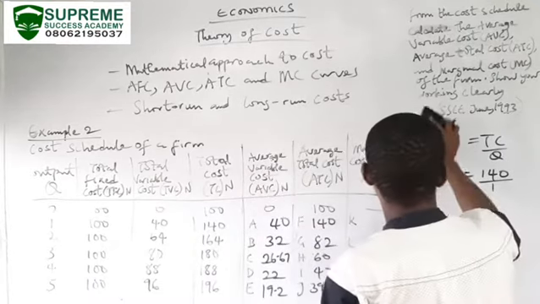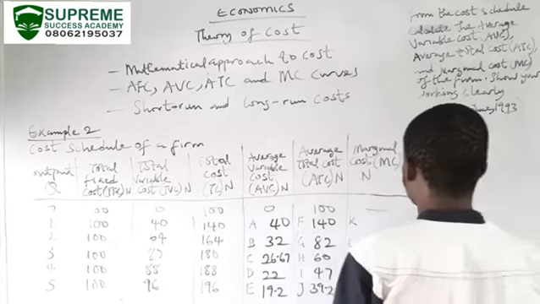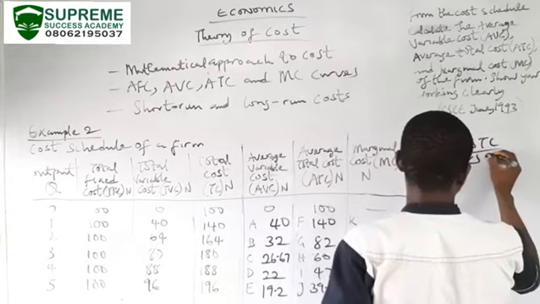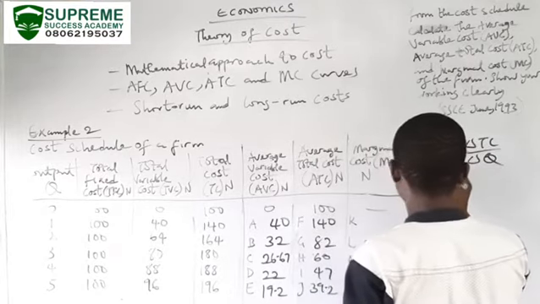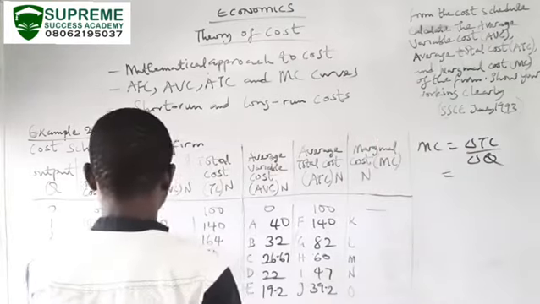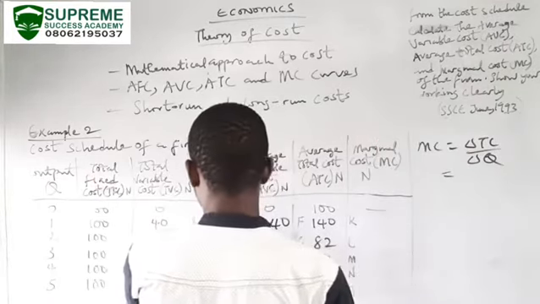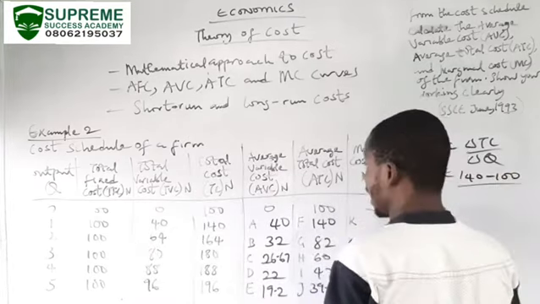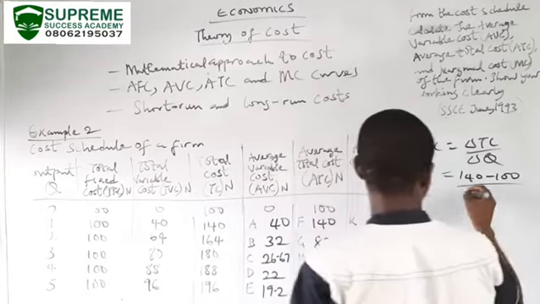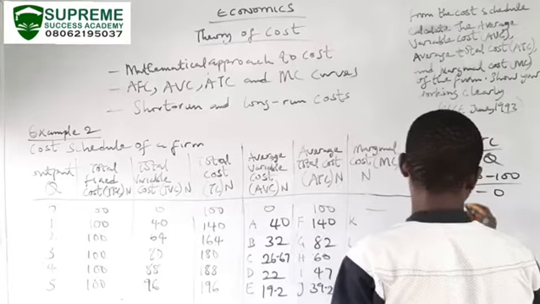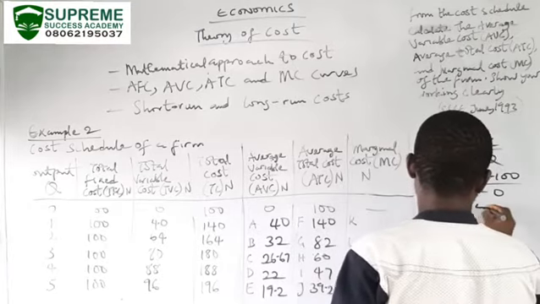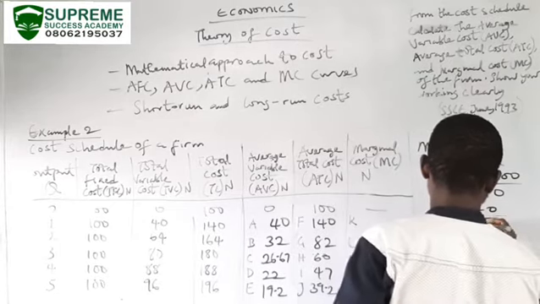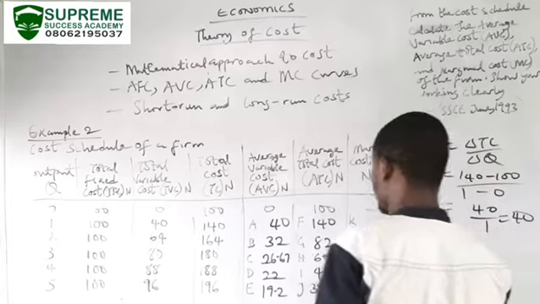The last one is marginal cost. Remember the formula for marginal cost: MC equals change in total cost over change in output, change in Q. For the first one, for output 1, the marginal cost is the change in total cost, that is 140 minus 100, divided by 1 minus 0. 140 minus 100 is 40, divided by 1 minus 0, which is still 1, equals 40. So 40.